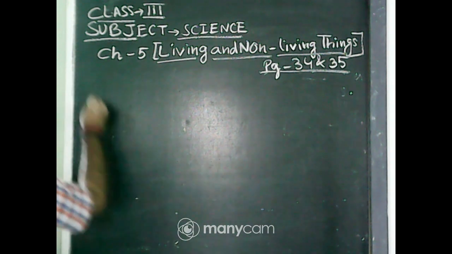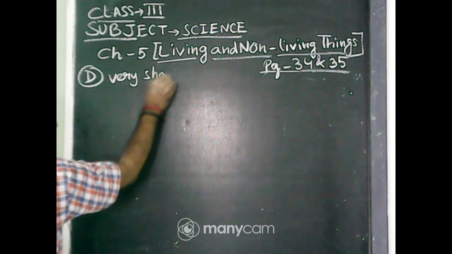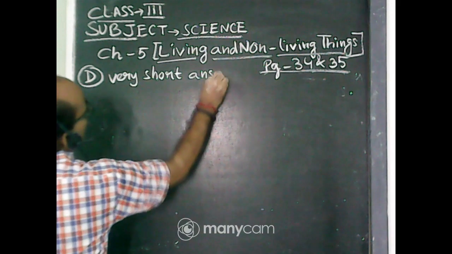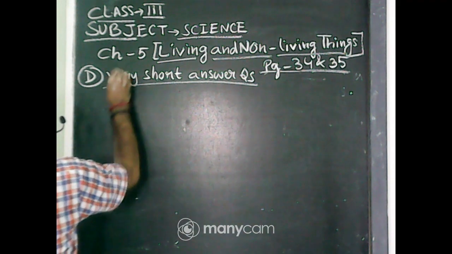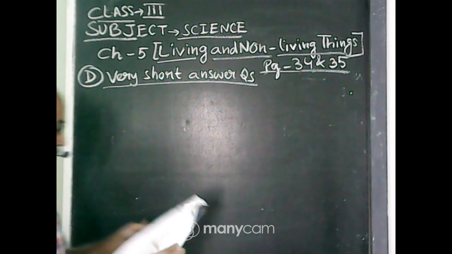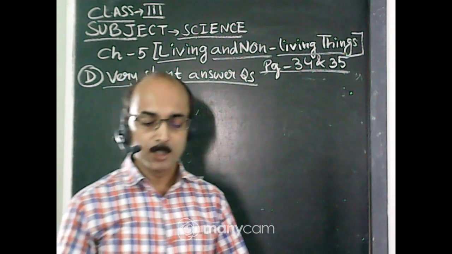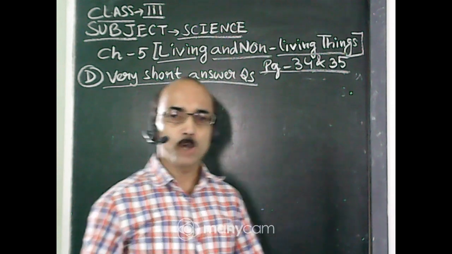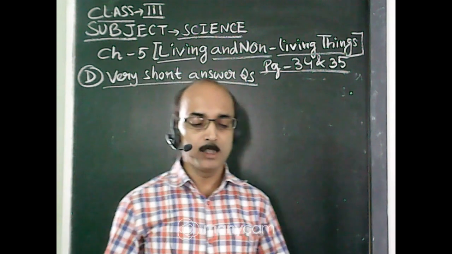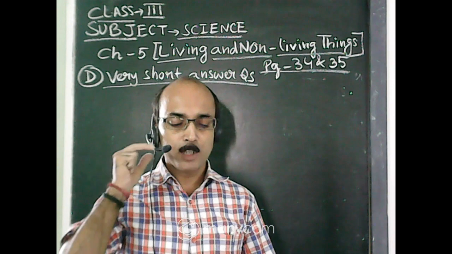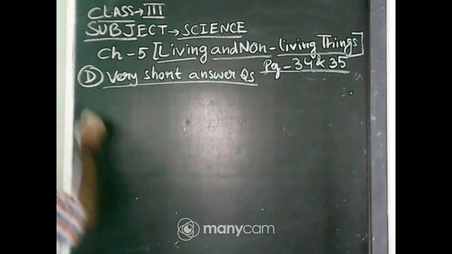So let us start here. We are starting very short answer questions. Today I will start from question number 3 from the same section D. So let us begin. Your question number 3 is: name any two living things. So I'll write the question number 3.